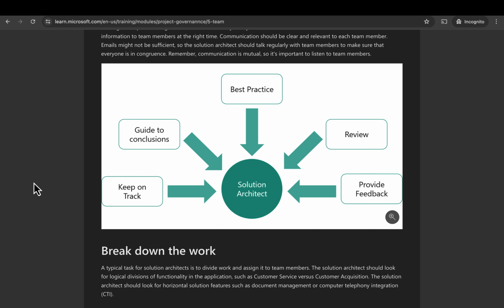Break down the work. A typical task for solution architects is to divide the work and assign it to team members. The solution architect should look for logical divisions of functionality in the application, such as customer service versus customer acquisition. The solution architect should look for horizontal solution features such as document management or computer telephony integration, CTI.